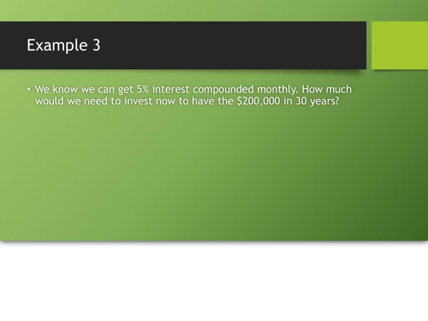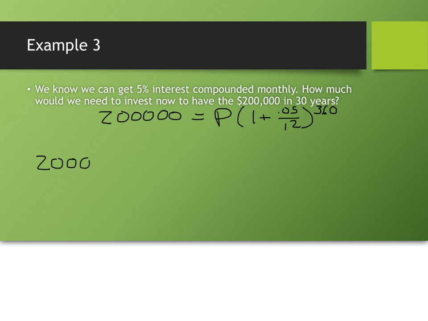Okay, so the setup: we want to have 200,000 in 30 years. That's my amount. I don't know what I want to put in yet. How much do I invest? That's my principal. I get 5% interest compounded monthly, so I'm dividing by 12. Now, if I have 30 years and compounding monthly, that's an exponent of 360. So to answer my question, you'd take 200,000 divided by (1 plus 0.05 over 12) to the 360th power. And that's what you're going to have to invest.